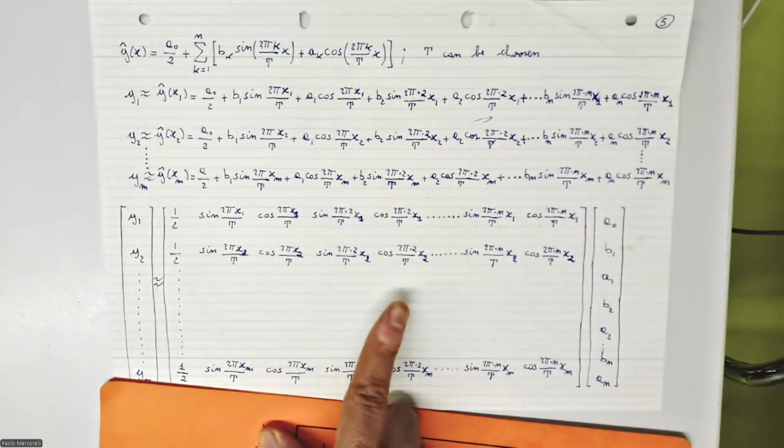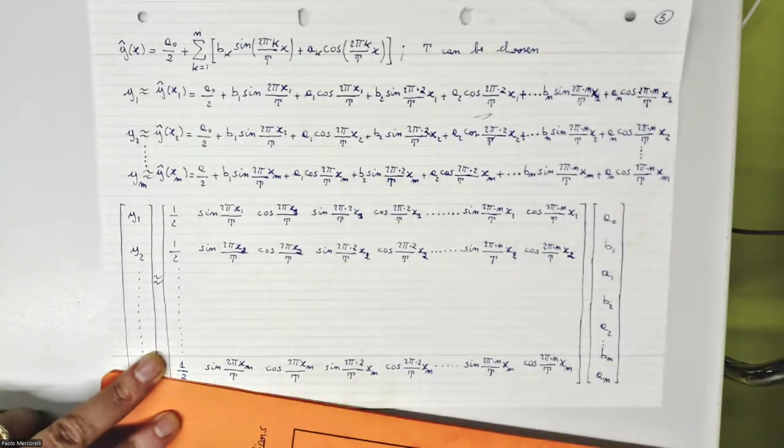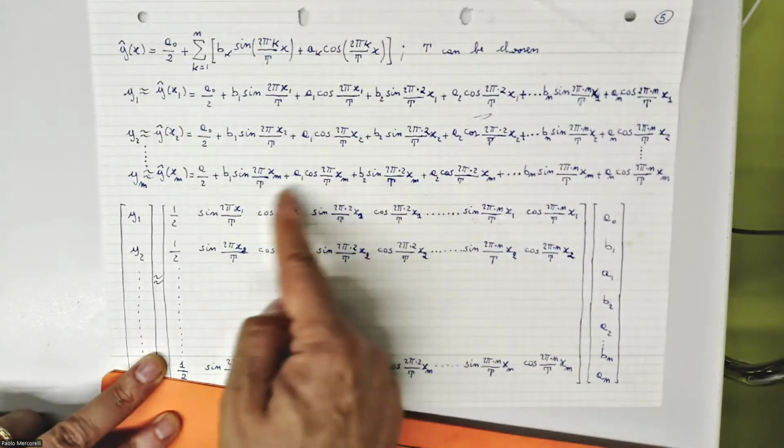Assume that t is given. Here we have exactly an exploration matrix in which everything is known.